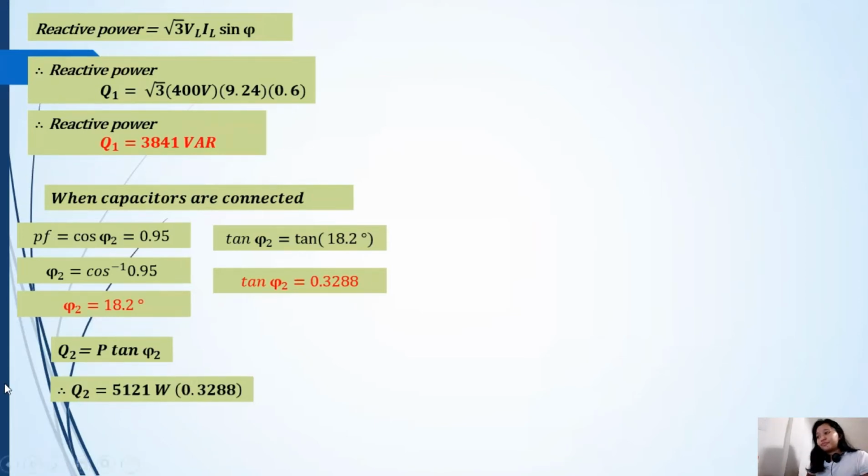So we have here, since our tan phi 2 is 0.3288, we will just multiply it to our power, which is 5,121 watts. So therefore our Q2 is 1,683.78 var. So that is for the Q2.